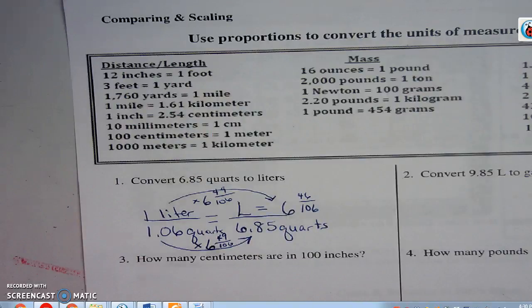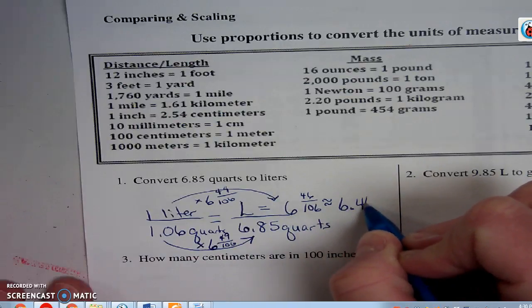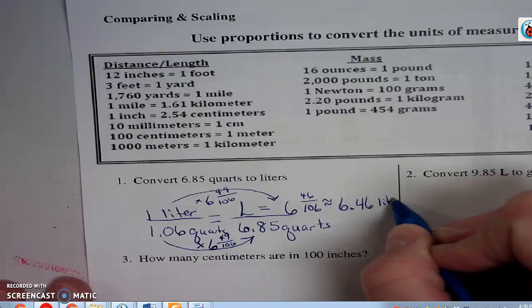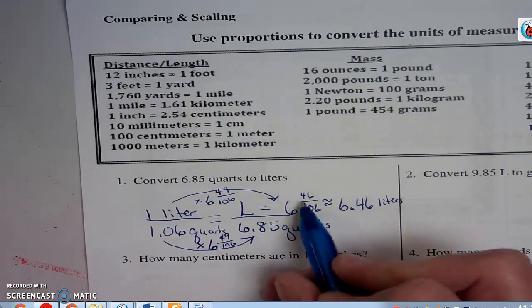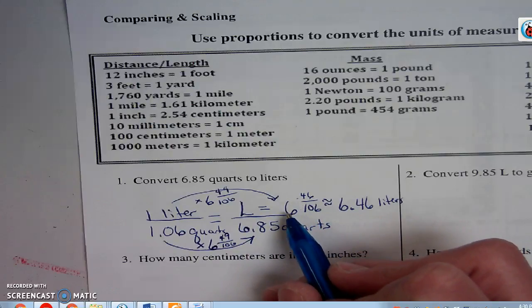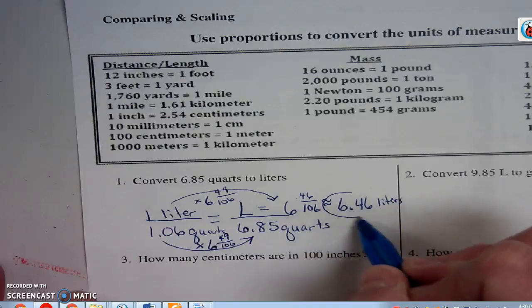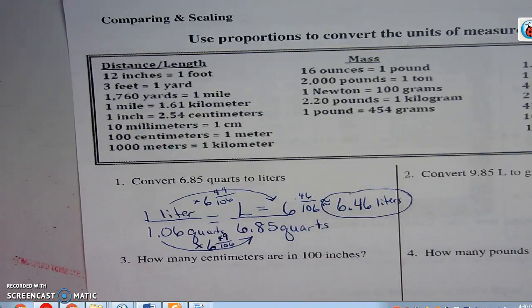So that's about 6.46 liters. Now don't get all excited and see this 46 up here and think, oh, it's just the numerator. That's a coincidence. Okay? That's just because of the way it is. But here's your answer: about 6.46 liters.